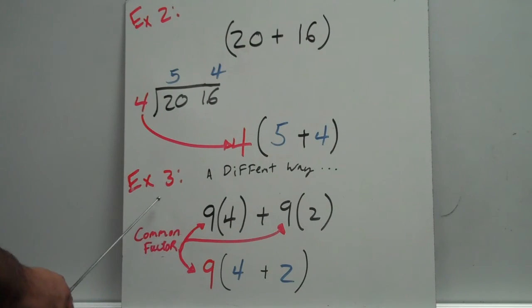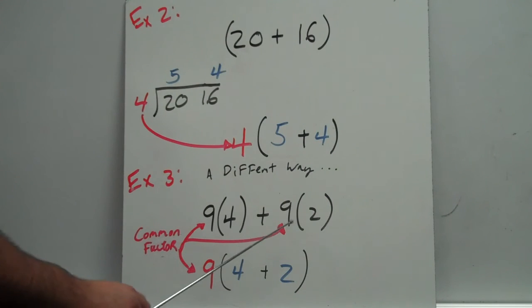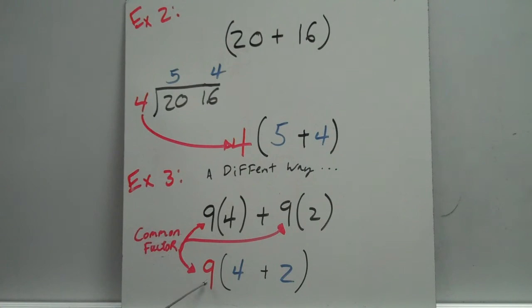We also might see the distributive property written like this, where we have our terms separated already into 2 separate multiplication problems, and we need to put it together as one multiplication problem. So if we look on this one, we have 9 times 4 plus 9 times 2. And since 9 is the common factor here, that's going to go here on the outside of the parentheses.